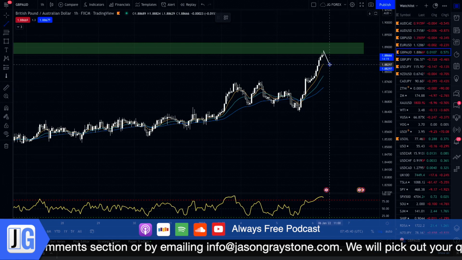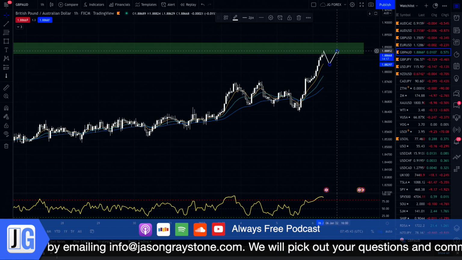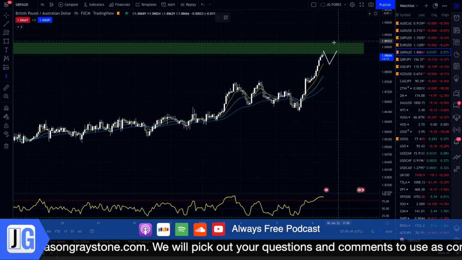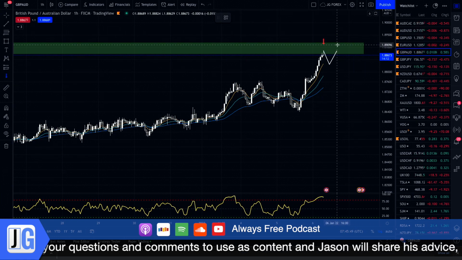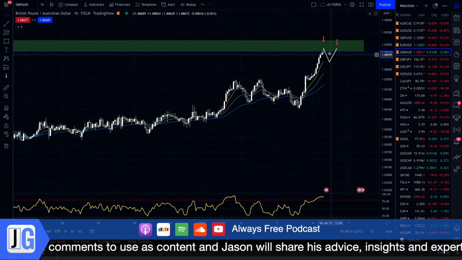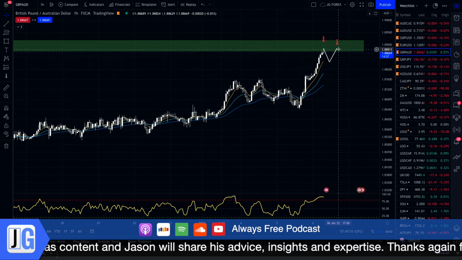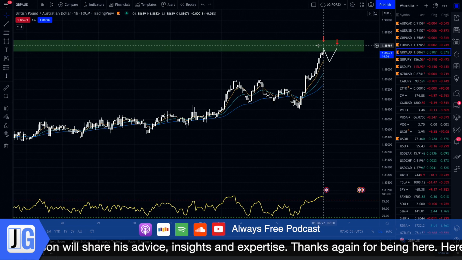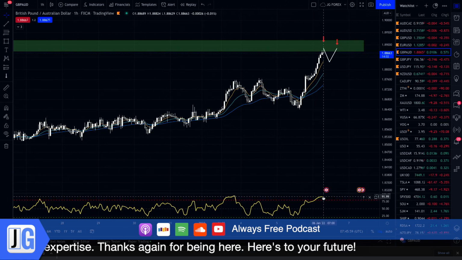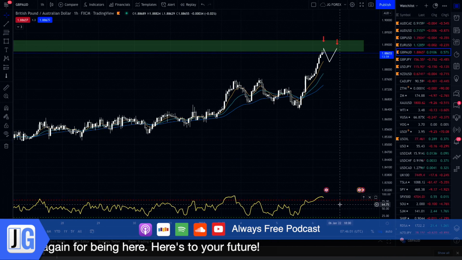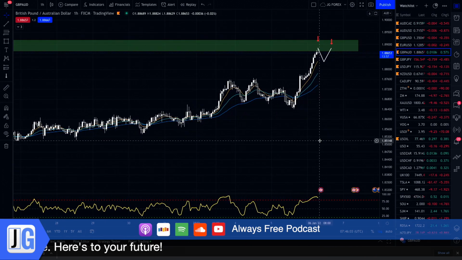So all I want to look for here is a double top. The double top has to be valid, obviously, so the rules of a double top need to be met. In other words, we have the first test already. The second test needs to test the high of the previous test but not close above it. We're overbought on RSI. If we get some nice divergence there as well, that's an added bonus.